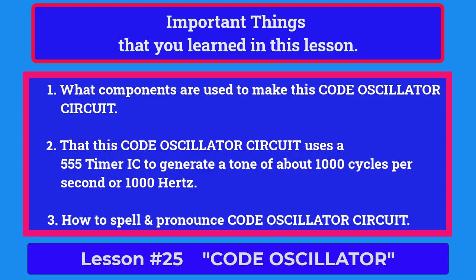Here are some important things that you learned in this lesson. 1. What components are used to make this code oscillator circuit? 2. That this code oscillator circuit uses a 555 timer IC to generate a tone of about 1,000 cycles per second, or 1,000 hertz. And 3. How to spell and pronounce code oscillator circuit.